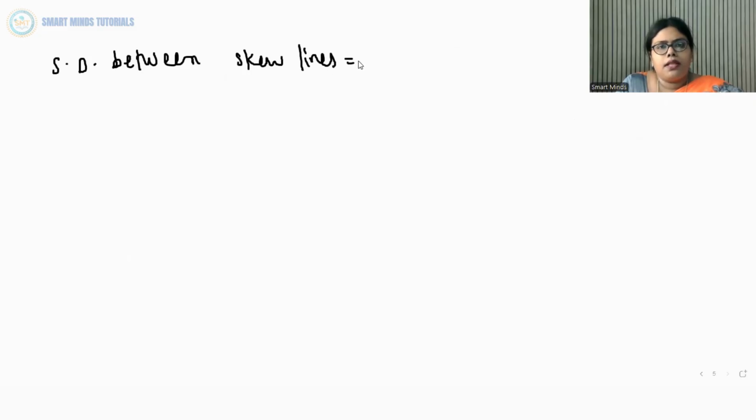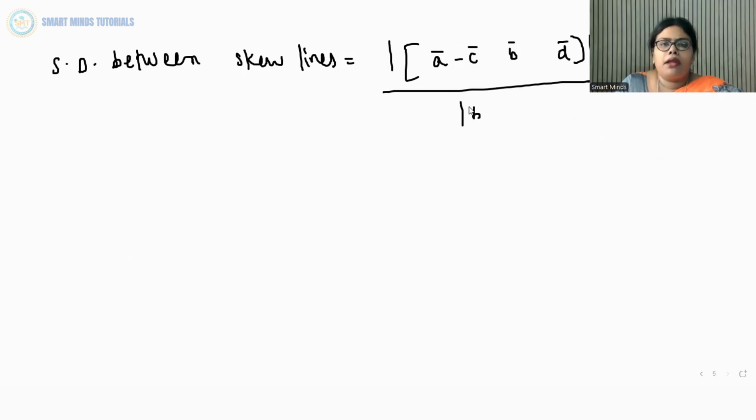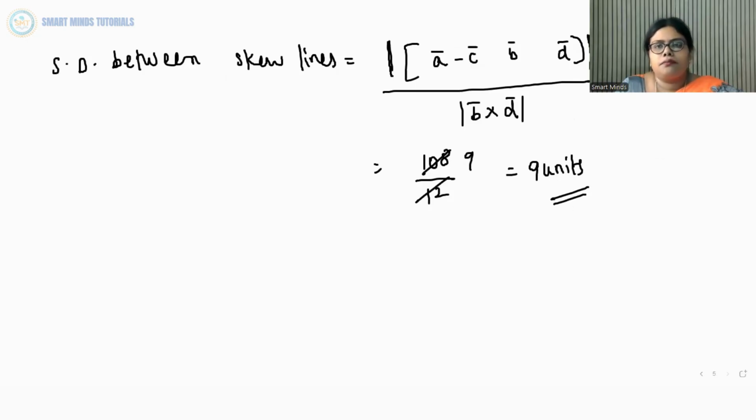Now again let us write the formula once again. What is the shortest distance between skew lines formula? That is mod of the scalar triple product of A bar minus C bar, B bar, D bar, divided by the magnitude of B cross D. For the numerator it is mod, for the denominator it is magnitude. So here you got 108, divided by 12. 12 ones are 12, 12 nines are 108. So that is 9. Because it is shortest distance, you can write it as 9 units. Understood?